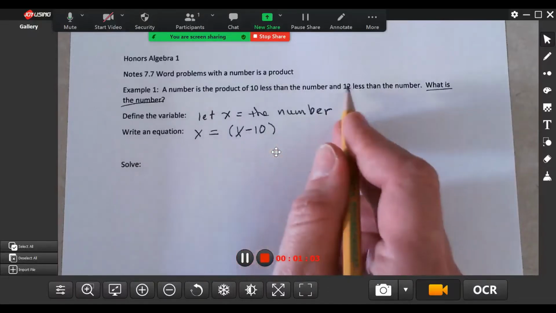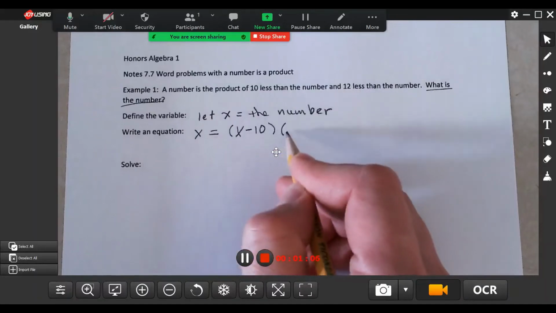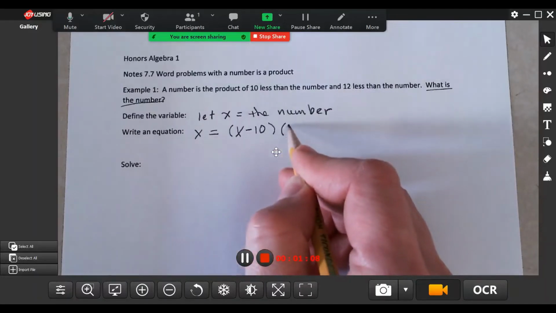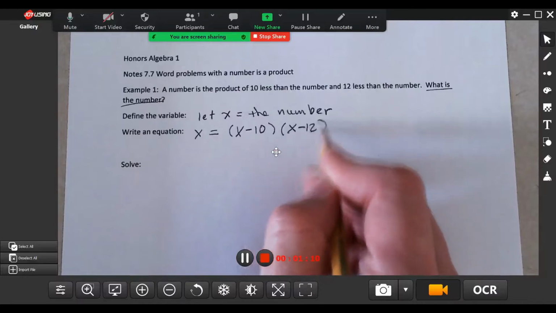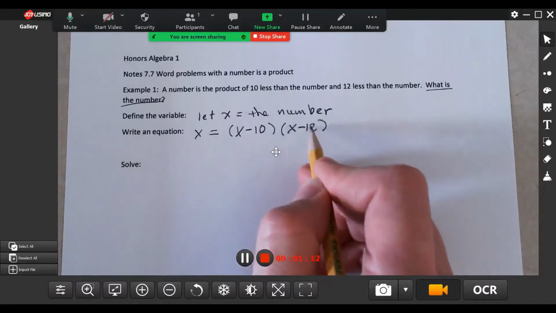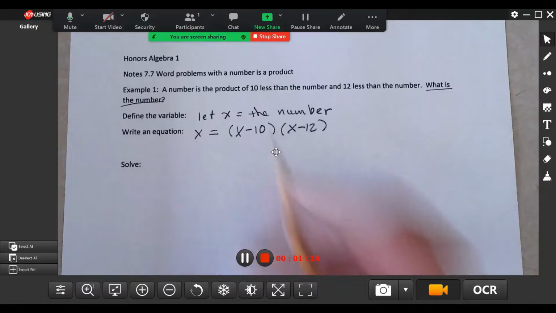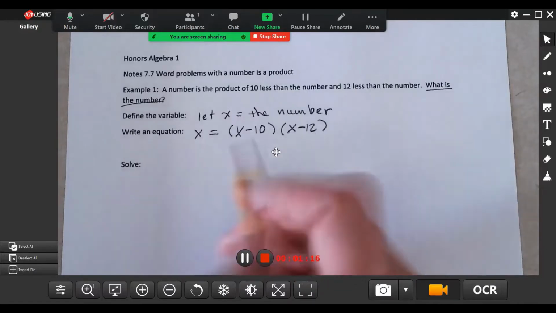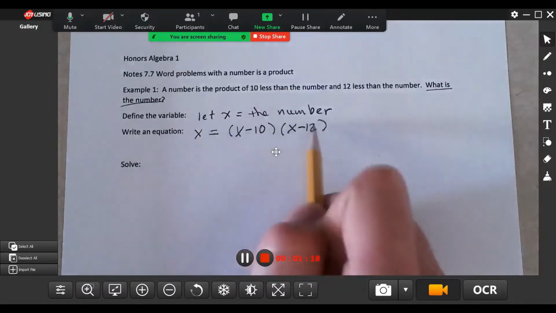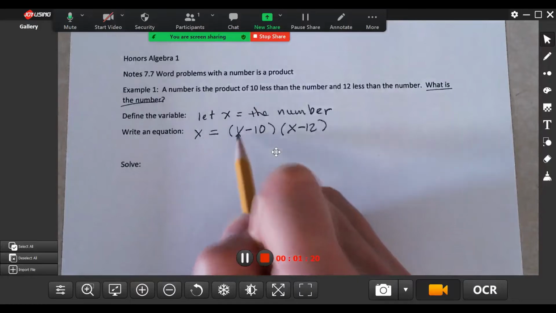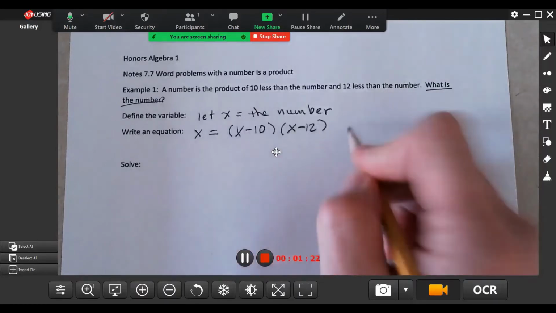And the other thing I'm multiplying is 12 less than the number. So if I take x minus 12, that would be my number, and 12 less than that. So now I've got my equation. Alright, so now I'm going to solve. I have x's in multiple places and I need to get them together. So I need to multiply the right hand side out first.